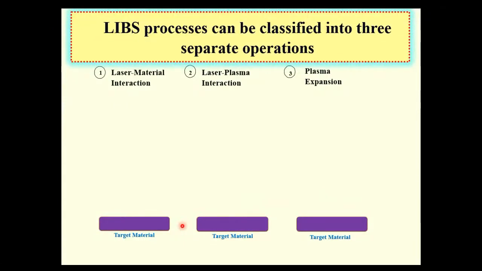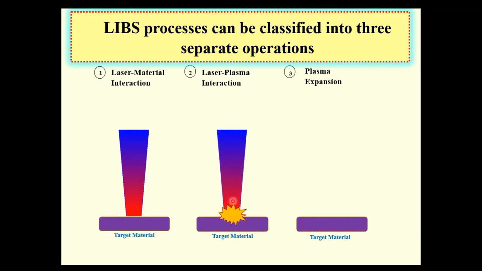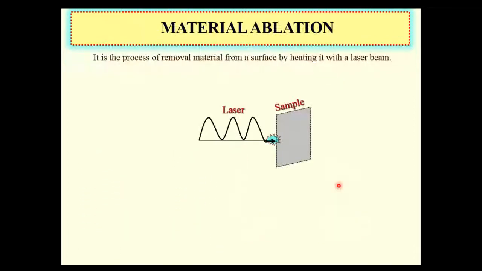The LIBS process can be classified into three separate operations. One is known as laser material interaction, second is known as laser plasma interaction, and third one is known as plasma expansion. During laser material interaction, a highly powerful laser light interacts with the target material. As a result, plasma is generated on the surface of the target material. This plasma exists here for a nanosecond while another laser light interacts with this plasma. This interaction is known as laser plasma interaction. As a result, a high pressure is generated inside the plasma and the plasma expands in the form of a balloon. This procedure is known as plasma expansion. So these are the names.